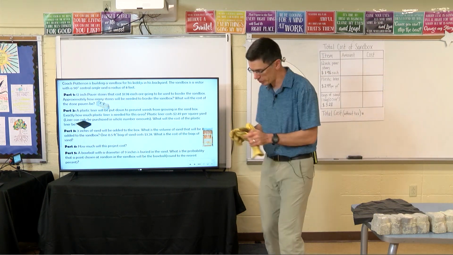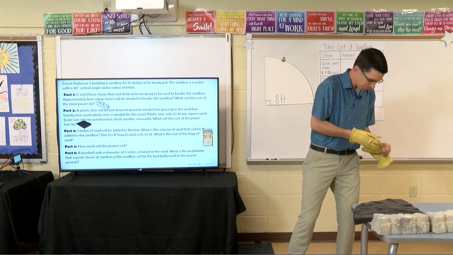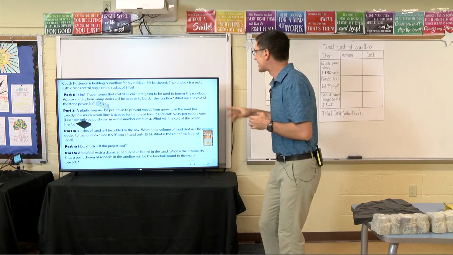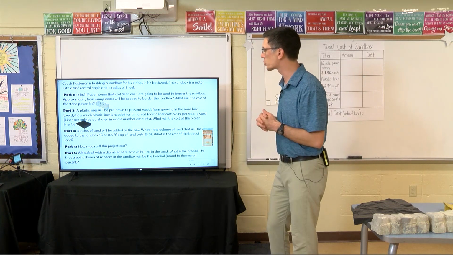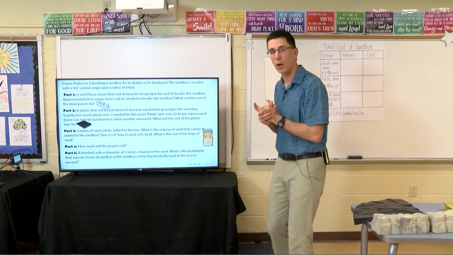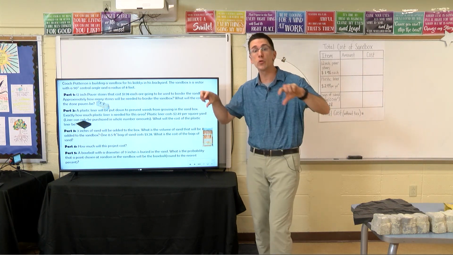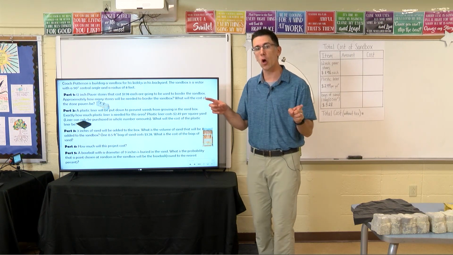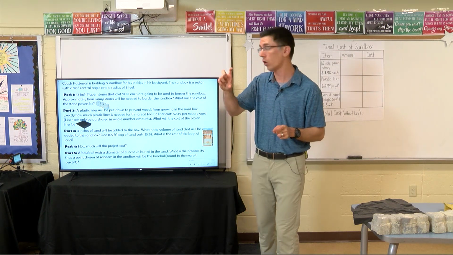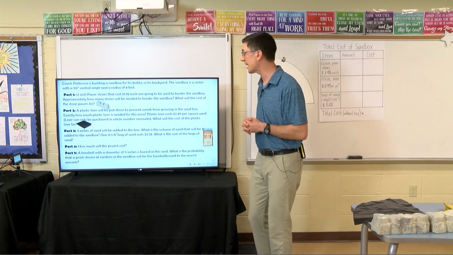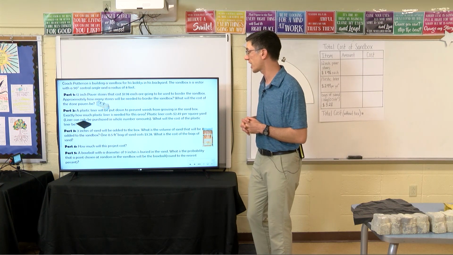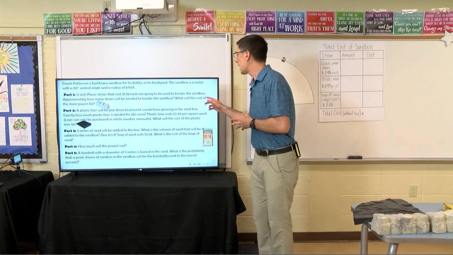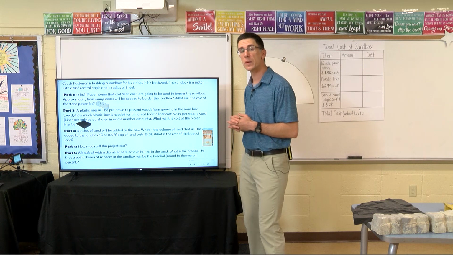Like we already said, Coach Patterson is building a sandbox. The sandbox is a sector with a 90-degree central angle and a radius of 8 feet. Part 1: we want to put paver stones around the perimeter. Our paver stones are 12 inches long and 3.5 inches tall. They cost $1.98 each, and they're going to be used to border the sandbox. How many stones do we need? And what will the cost of the stone pavers be?